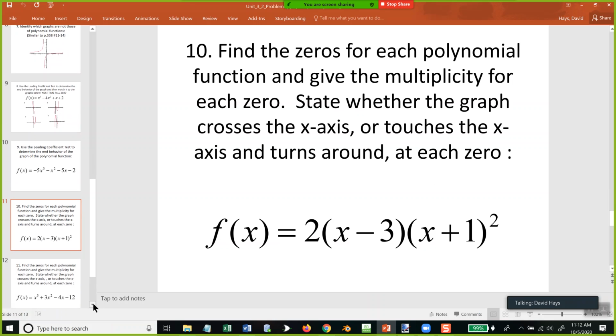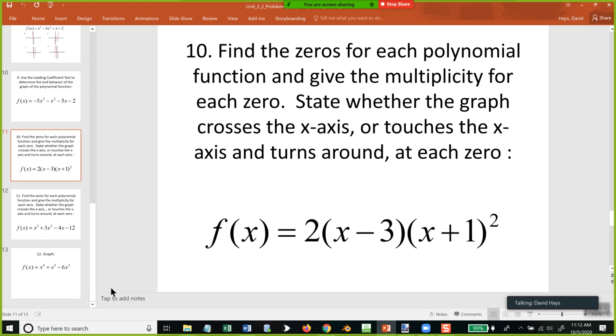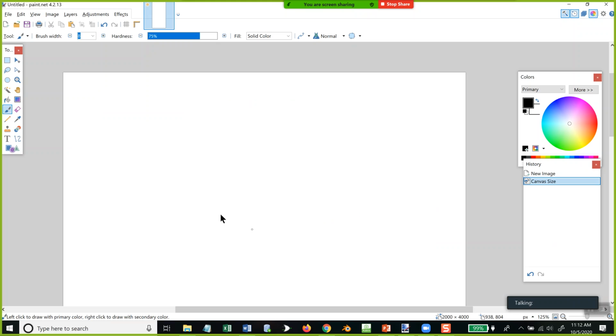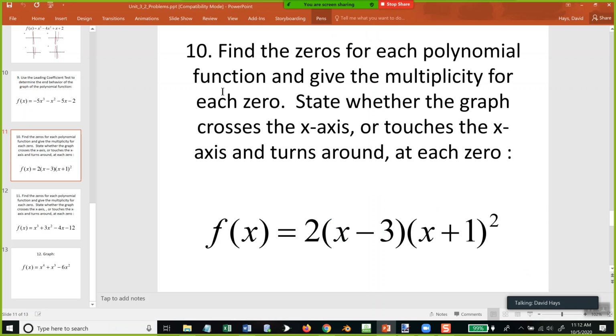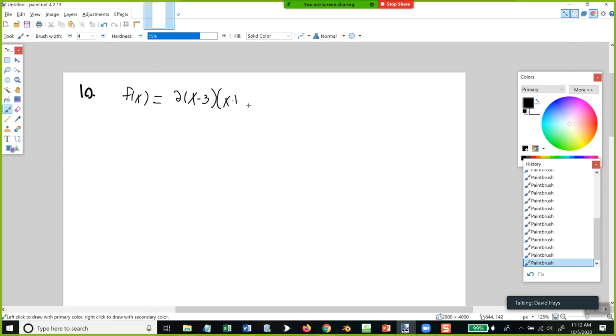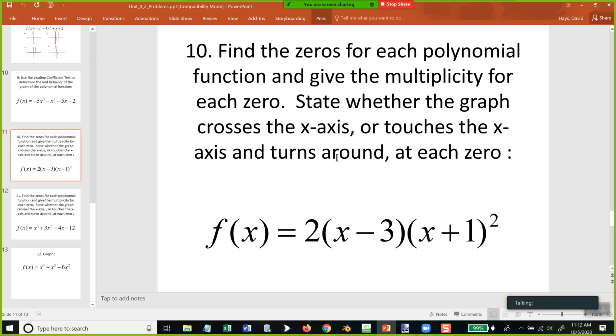Now these next problems ask us to find a few different items. So we'll talk about those as we work the problem. So we got number 10. f of x is equal to 2 times x minus 3 times x plus 1 squared. And the first instruction in this problem says to find the zeros for each polynomial function.